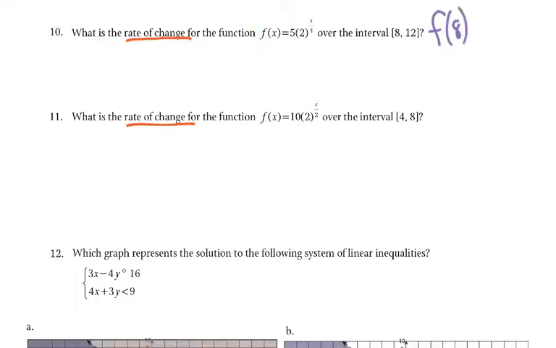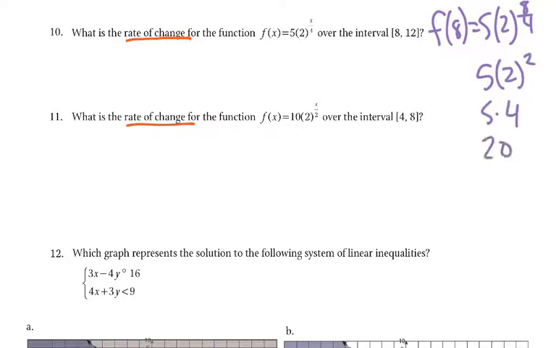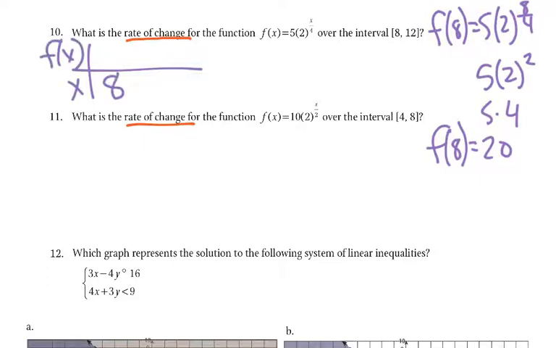So f of 8 equals 5 times 2 to the 8 over 4. 8 over 4 is 2, so 5 times 2 squared. 2 squared is 4, that's 2 times 2. 5 times 4 is 20. So f of 8 equals 20. So once again, kind of using a table can help us figure this out. So for 8 as my input, my output was 20. Now I do it for 12.